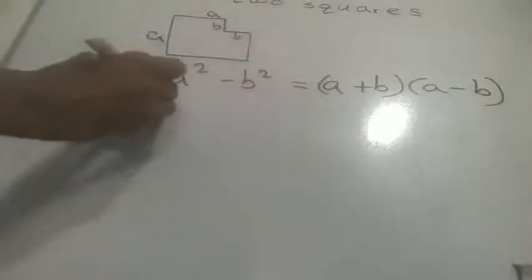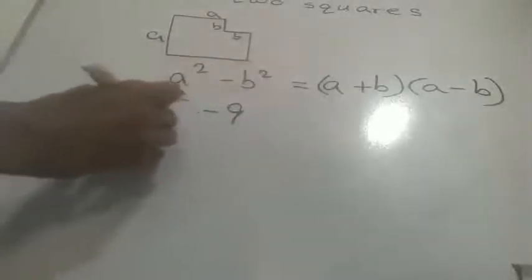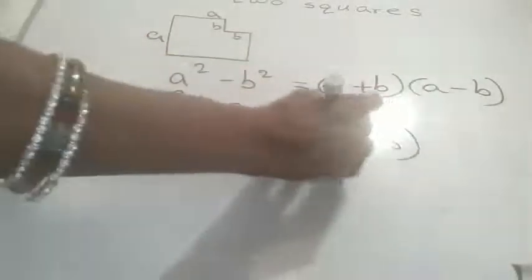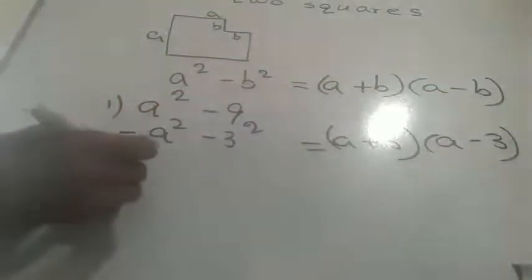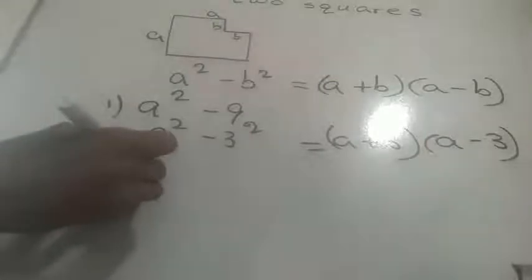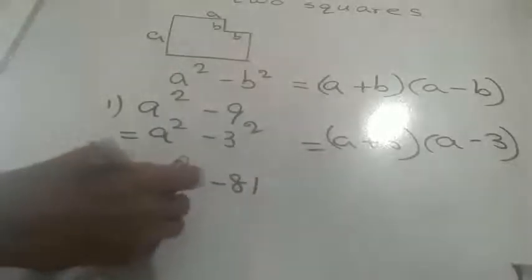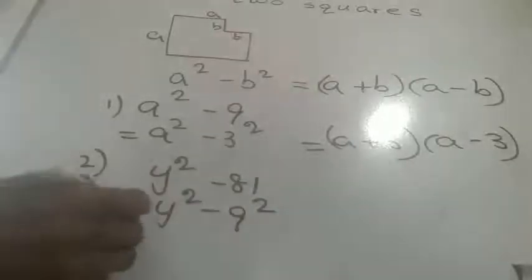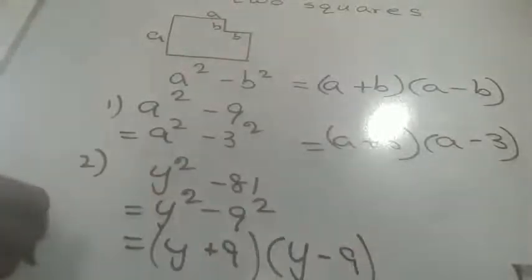Then factorize A squared subtract 9. We can write 9 as 3 squared. We can write it as A plus 3 times A subtract 3. Second one. Y squared subtract 81. We can write it as Y squared subtract 9 squared, is equal to Y plus 9 times Y subtract 9.